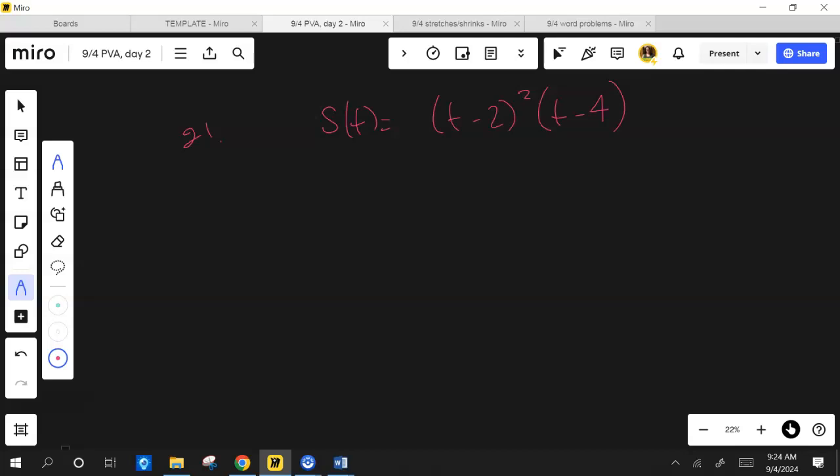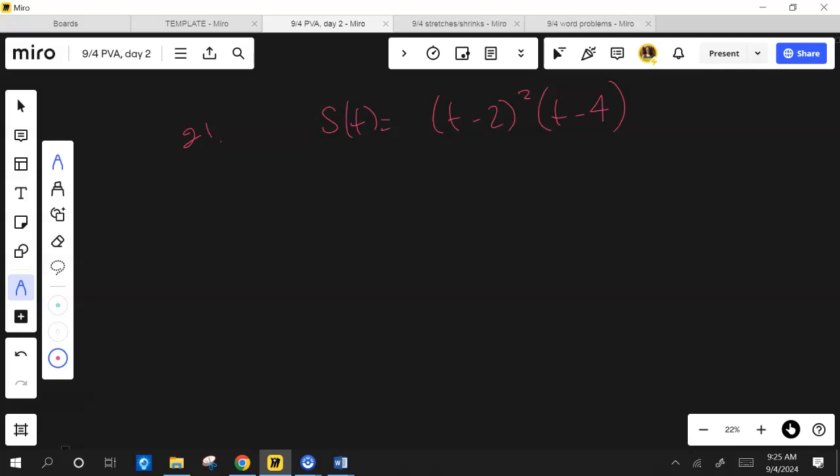A particle moves along a line so that its position at any time is given by the function, where s is measured in meters and t is measured in seconds. Find the instantaneous velocity at any time t. This is position, because if you ever see s or x of t, that's position. So how can I find instantaneous velocity? Take the derivative. This is a hard one to take the derivative of.